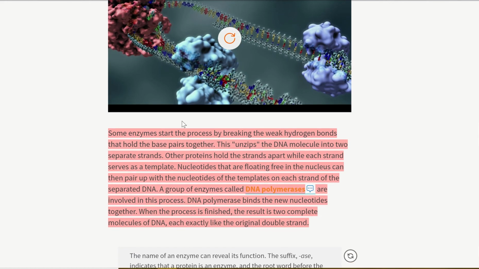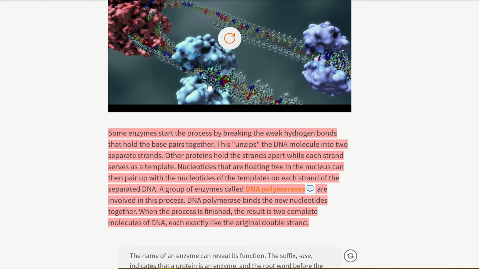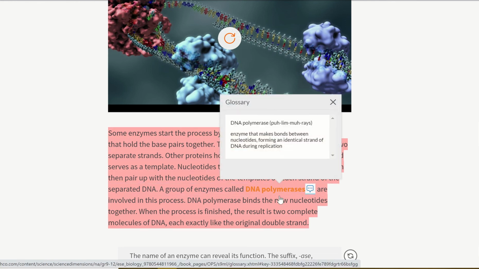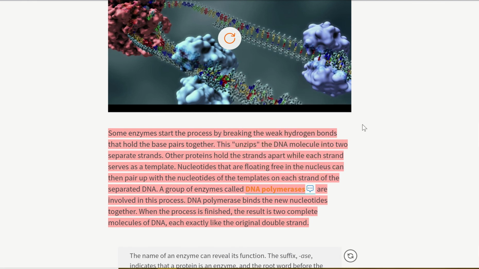It says right here, some enzymes start the process by breaking the weak hydrogen bonds down the middle. Remember, the hydrogen bonds are the ones between A and T. But what's going to happen is we're going to get a series of enzymes called DNA polymerase. DNA polymerase's job is to bring in nucleotides and bond them so that we get an identical strand of DNA.